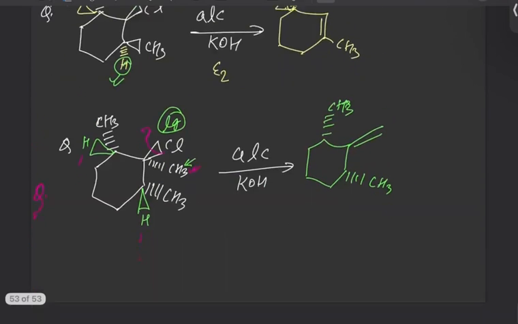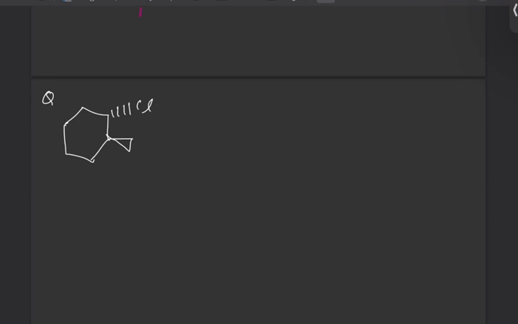Have you written? If I ask one more question. Okay, suppose there is this case. Suppose there is this chlorine, and there is Ph, and there is Ph, a vinyl group. And suppose I am giving you alcoholic KOH and heat. Tell me, what should be the product? Is there any possibility of a product, or is this reaction not possible? Is this reaction possible?